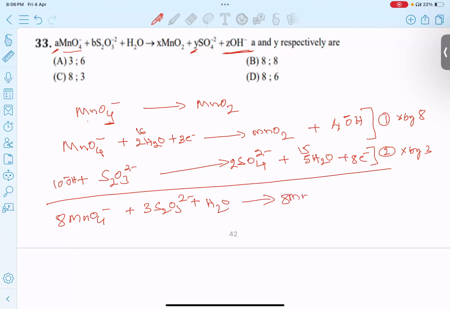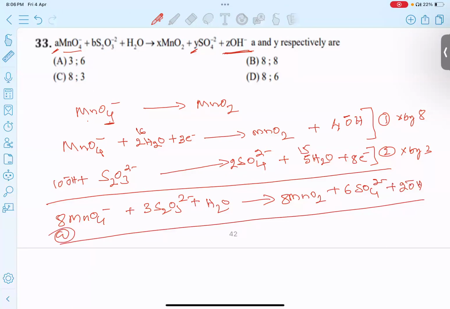Then 8 MnO2 plus 6 SO4 2 minus plus 32 OH minus on the product side, 30 OH minus on the reactant side. So the product has 2 OH minus in excess. Therefore, A and Y in the reaction: A is 8, Y is 6. Correct option is D. The stoichiometric coefficient of MnO4 minus is 8. The coefficient of sulfate ion is 6.